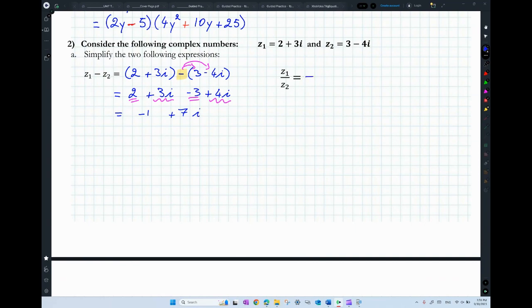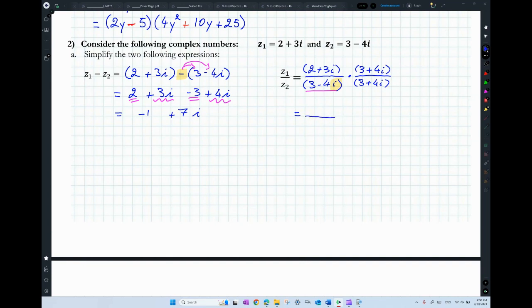For this one here, I will have, of course, 2 plus 3i divided by 3 minus 4i, but to simplify a fraction means to rationalize it. That means to get rid of any radical. So I want to get rid of the i. The strategy here is to multiply top and bottom by the conjugate of the denominator, 3 plus 4i. But what I do on bottom, I do exactly the same thing on top.